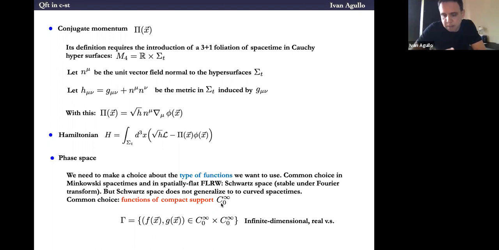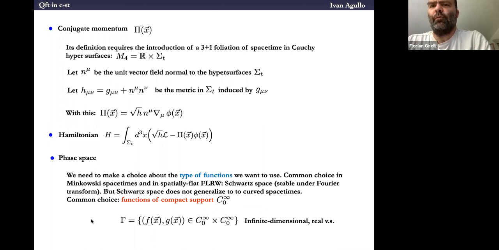So I'm going to say that the phase space is made of couples of functions, smooth and of compact support, in the three-dimensional slices that we are choosing. And so we have here an infinite dimensional real vector space. Each vector has two components, the first and the second, but the components themselves have an x dependence, so they are fields.